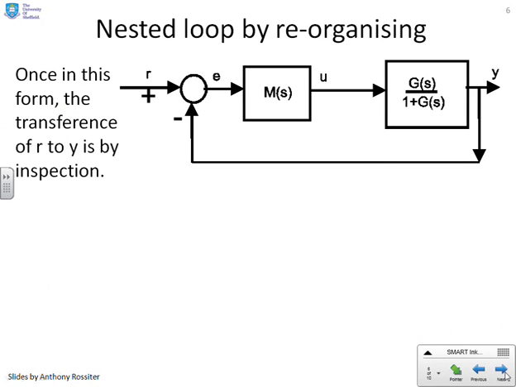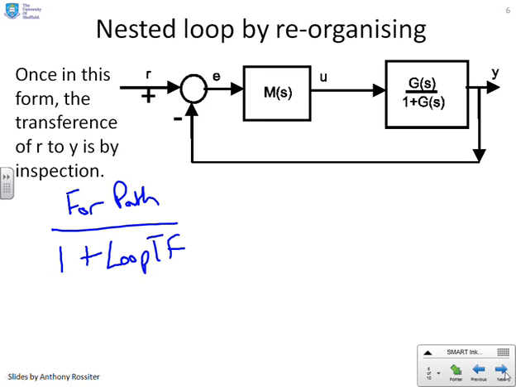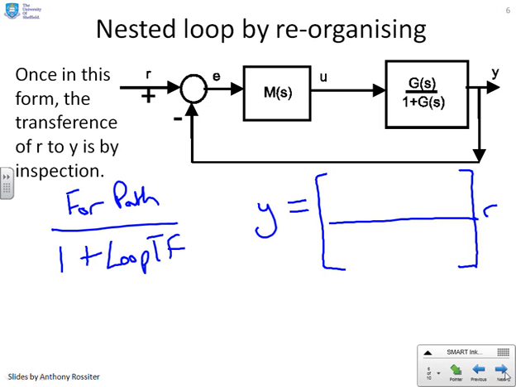So here we go. This is the loop structure that we've identified, and if I want to find the transfer function from r to y, I can now use forward path over 1 plus loop transfer function. And so what you will get is y equals, and I'm going to use a big box here, multiply this into r. So first of all, what's the loop transfer function?